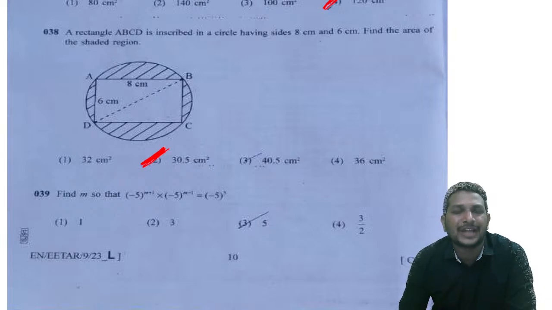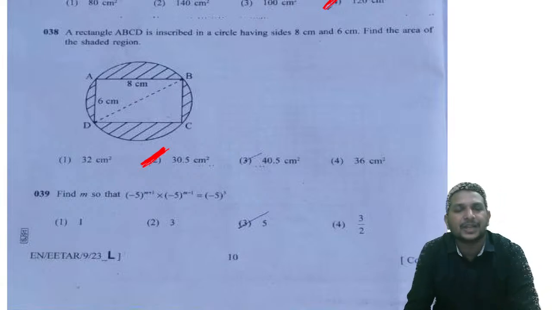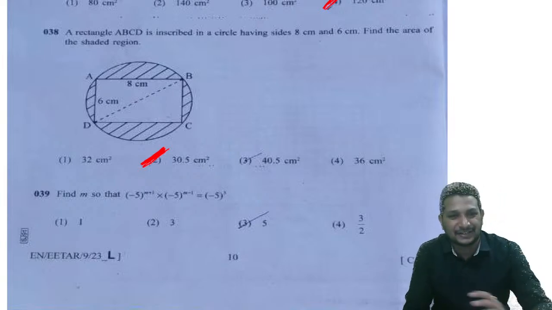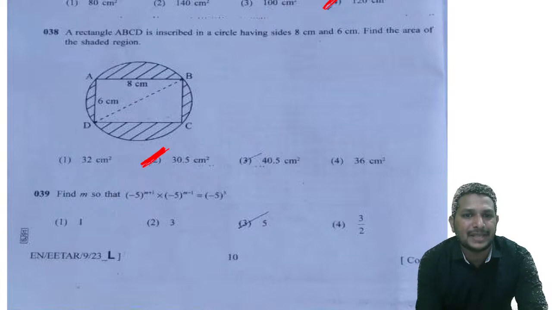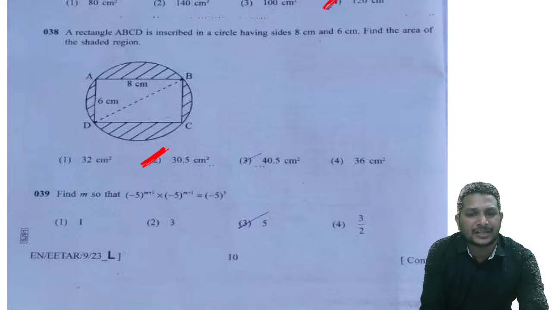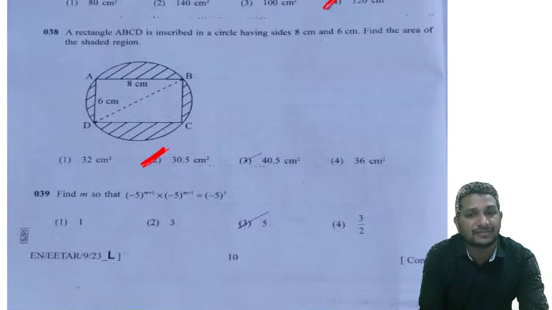Find m so that (minus 5) power m plus 1 multiplied by (minus 5) power m minus 1 equals (minus 5) whole cube. In exponents, this is the one thing, right? Direct one only they give. As bases are equal, powers must be added. Here also the base is minus 5, so I need to first add the powers. M plus 1 is there and m minus 1 is also there.